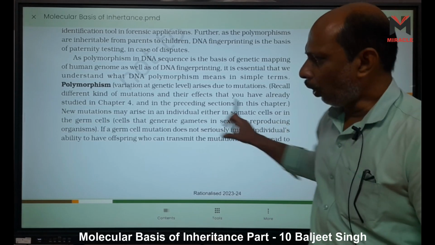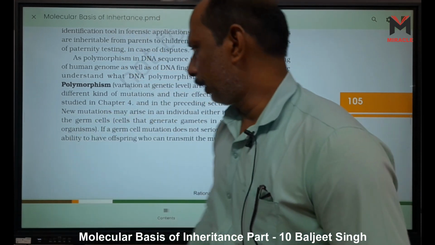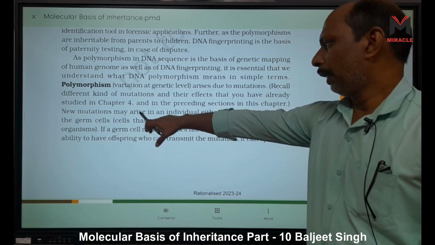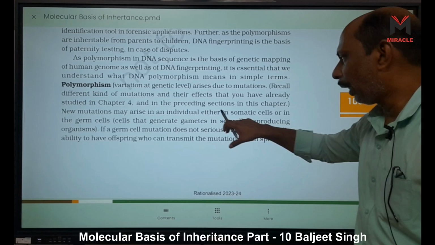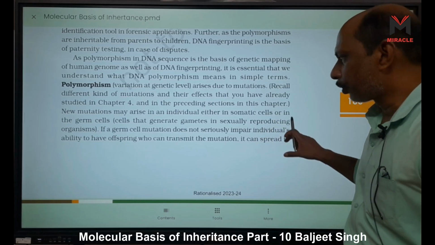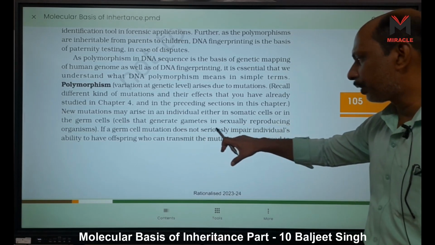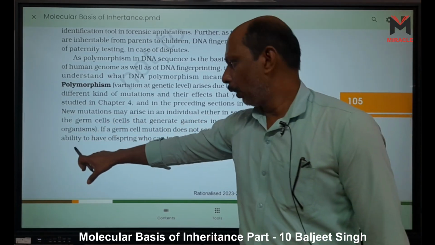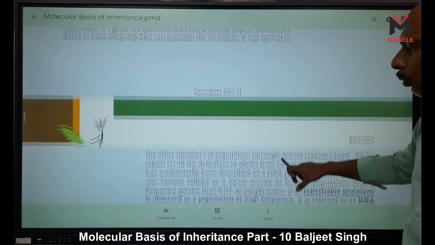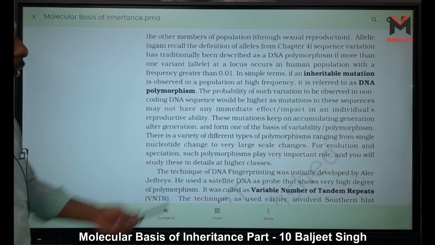Now, mutations may arise in an individual either in somatic cells or in germ cells. A somatic cell mutation is never inherited, but if it is present in germ cells, that is different. New mutations may arise either in somatic cells or in germ cells that generate gametes in sexually reproducing organisms. Germ cells are also called germinal cells. If a germ cell mutation does not seriously impair the individual's ability to have offspring who can transmit the mutation, it can spread to other members of the population through sexual reproduction.